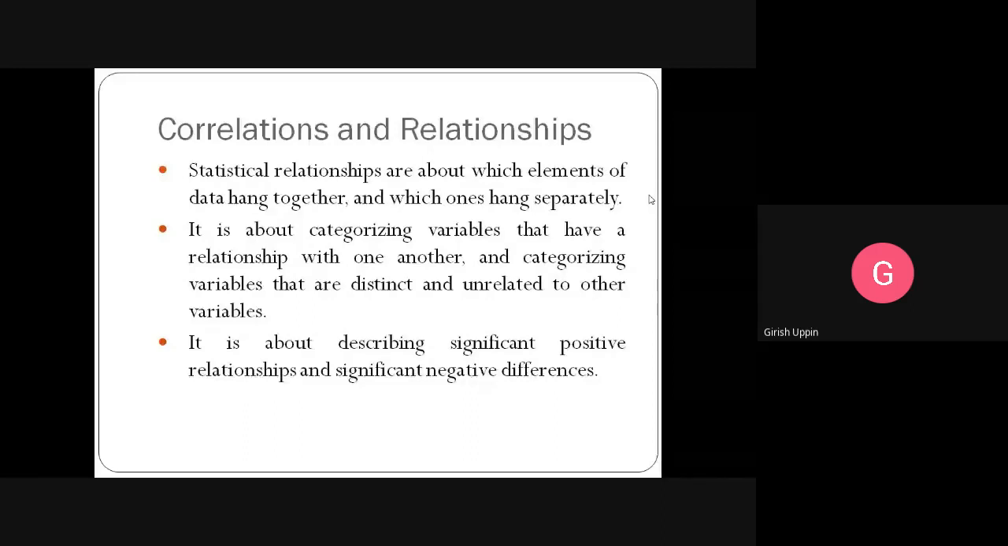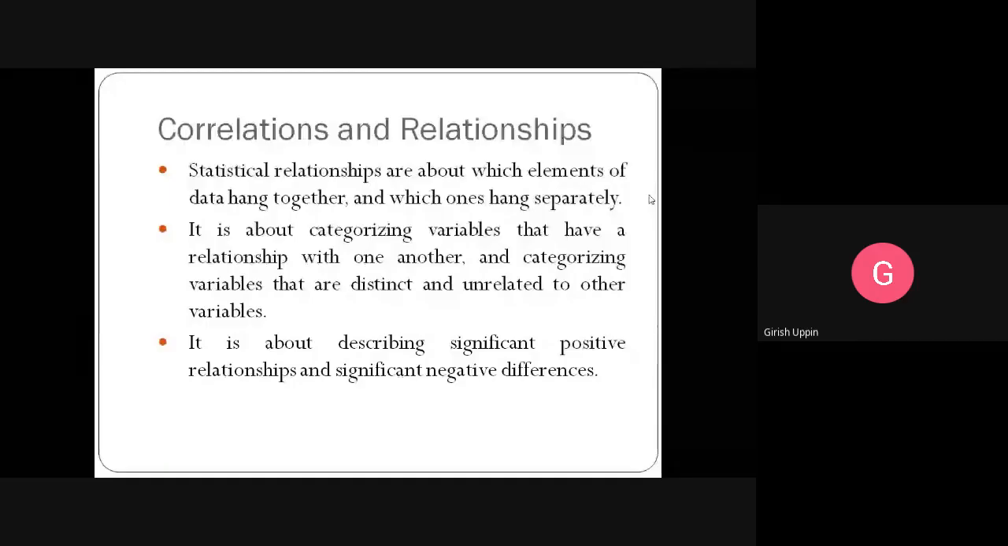The speed of the train is inversely related to the distance between the two stations. As the speed increases, the distance between the two stations will decrease. So that is a kind of inverse. Suppose the speed reduces, the distance between the stations will increase. So that is a kind of inverse relationship. That kind of relationship we have to figure out before doing the actual model.